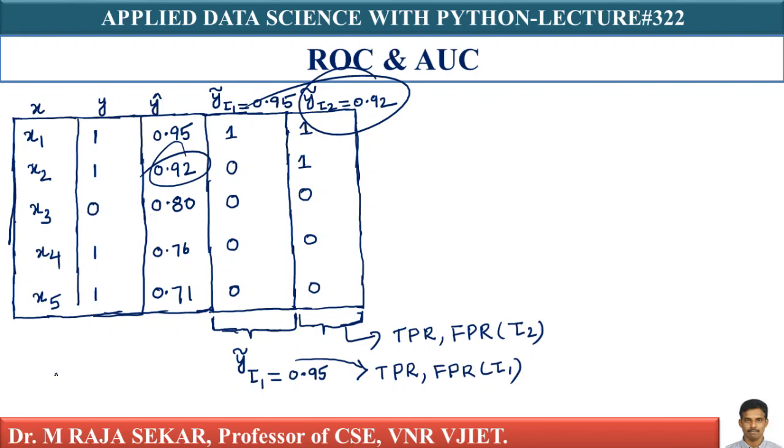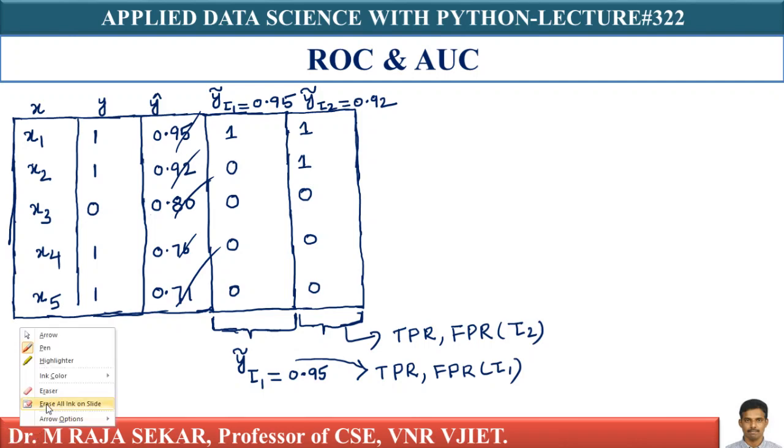If I have n points here, how many threshold values will I get? I will get 5 threshold values: 0.95 is the first threshold, 0.92 the second, then third, fourth, fifth, like this. As I have 5 points, I will get 5 threshold points, isn't it? If I have n points, I can have n thresholds.